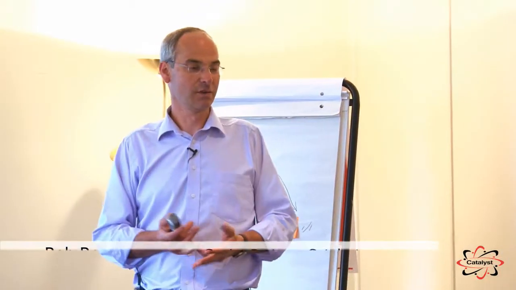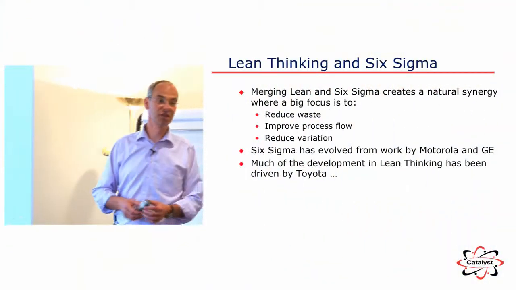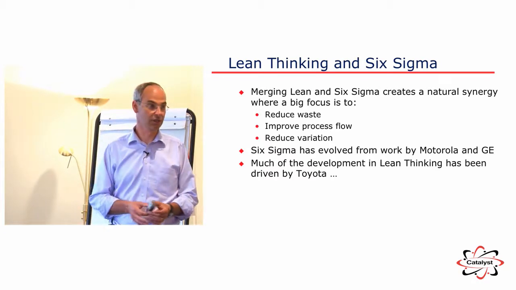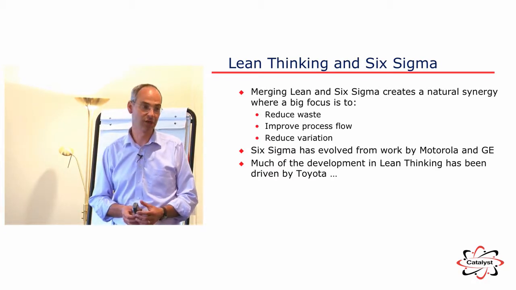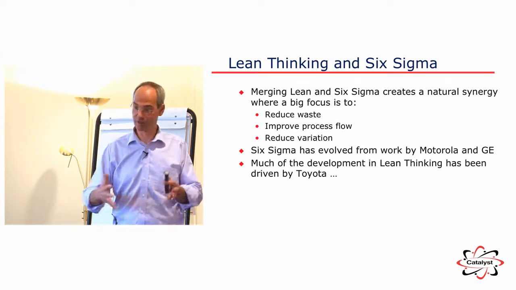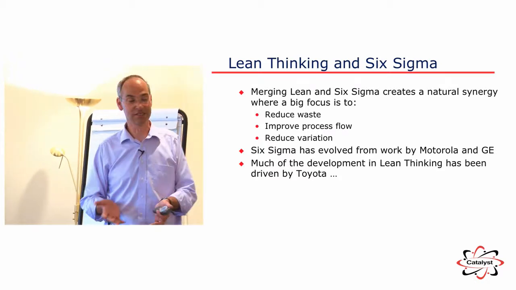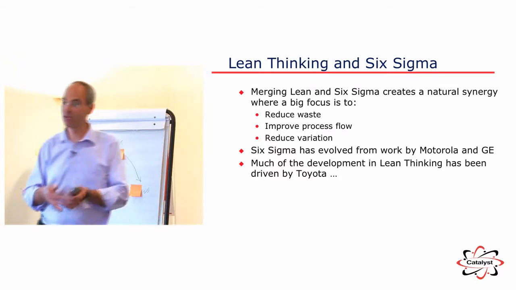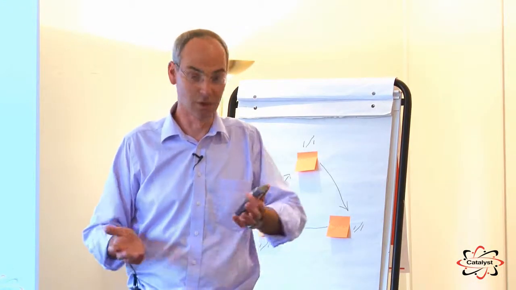Lean and Six Sigma have actually come from two totally opposite sides of the planet, really. You've got Lean, which came primarily from Toyota, and then you have Six Sigma, which came initially from Motorola and then GE, General Electric. They are very different, but they're also very similar. And actually, when combining Lean and Six Sigma into Lean Six Sigma, that synergy is really, really powerful and allows anybody to work in any organisation.